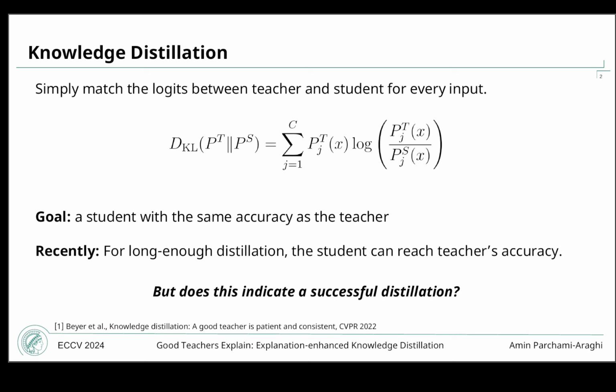Knowledge distillation has proven as an effective model compression approach for distilling large teacher models. The original idea proposes to train a student to match teacher's logit distribution over the distillation data. A recent work demonstrated that this simple setup can be sufficient for the student to match teacher's accuracy. But would this always indicate a successful distillation?